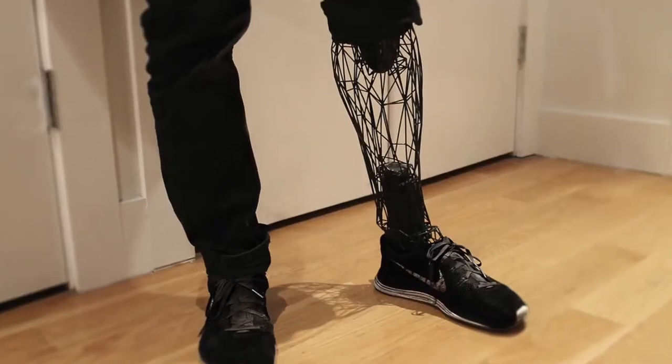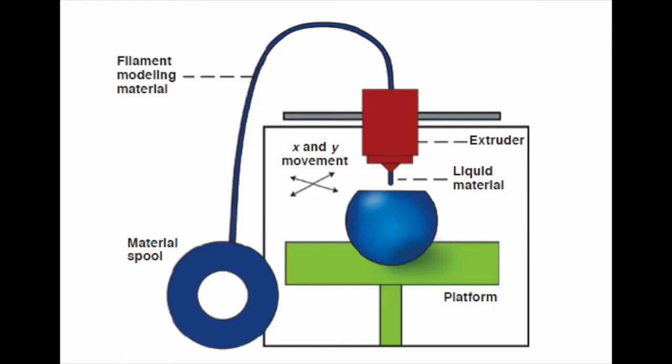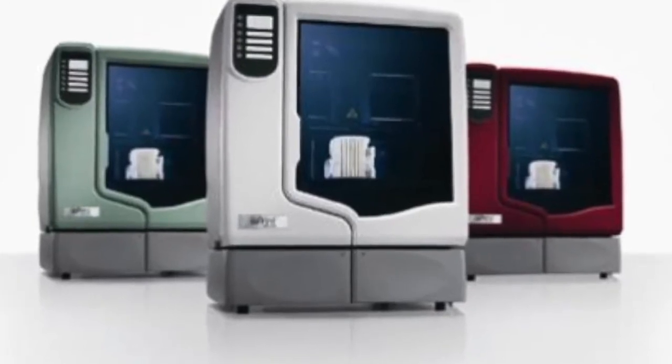In 1981, Japanese Dr. Kodama is credited with the first 3D printing attempts. He was the first to come up with a layer-by-layer approach for manufacturing. In 1984, Charles Hall invented stereolithography, or SLA for short. This is a common 3D printing technique.